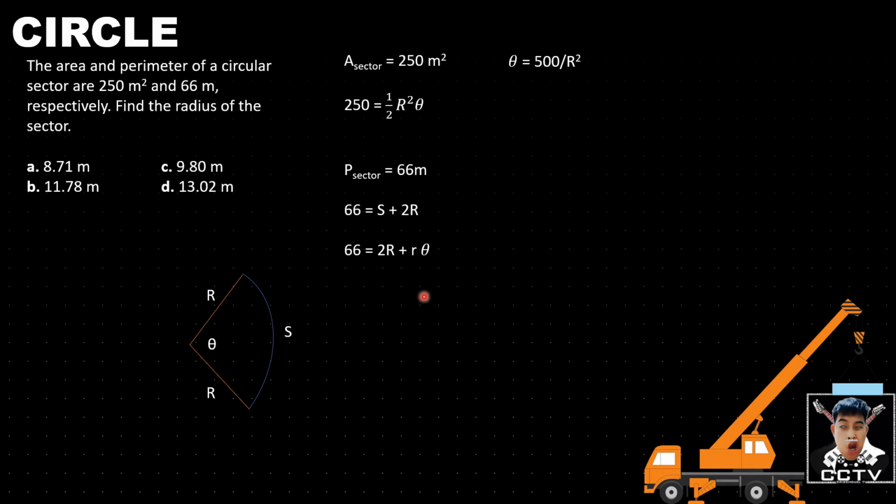Theta is 500 over r squared. Substitute theta in here, and you'll get the radius, which is 11.783.